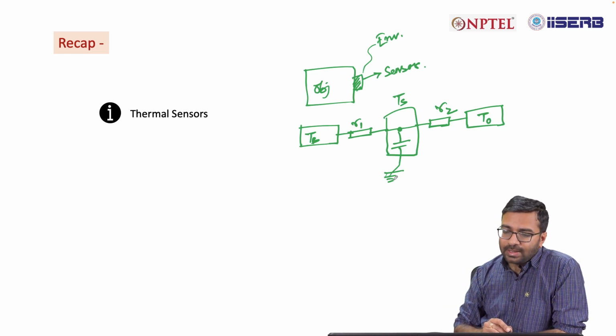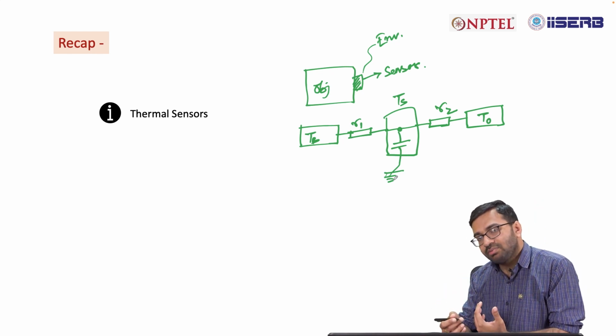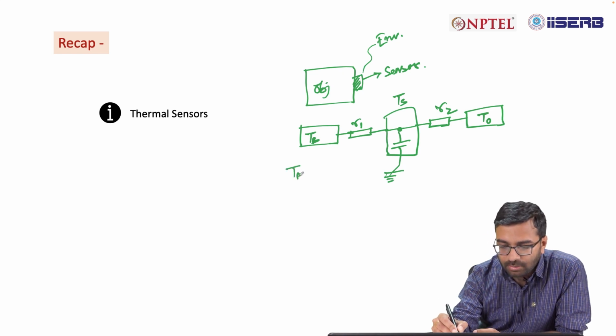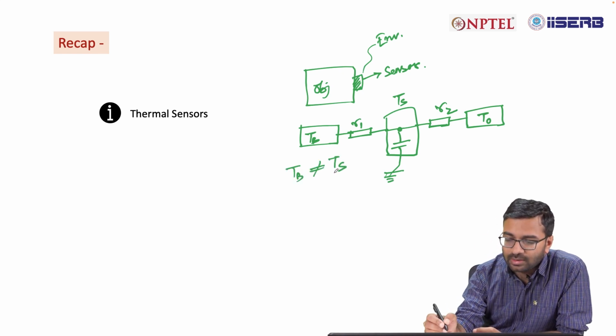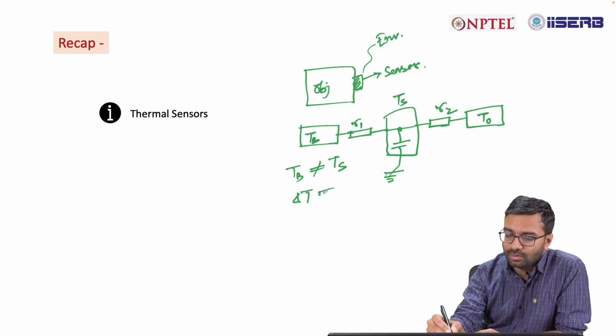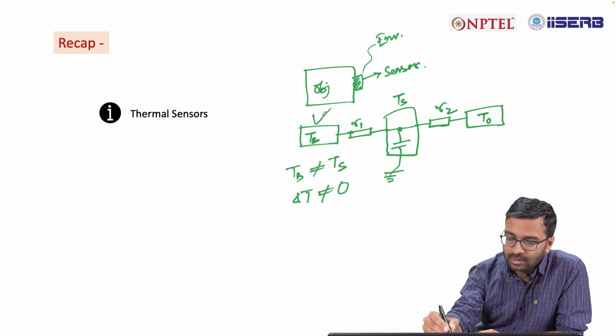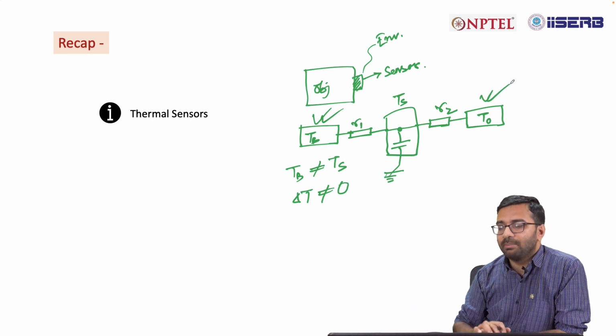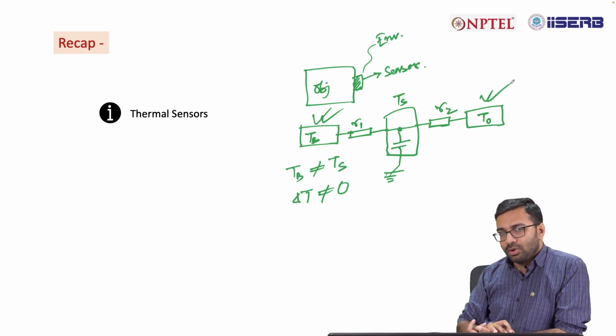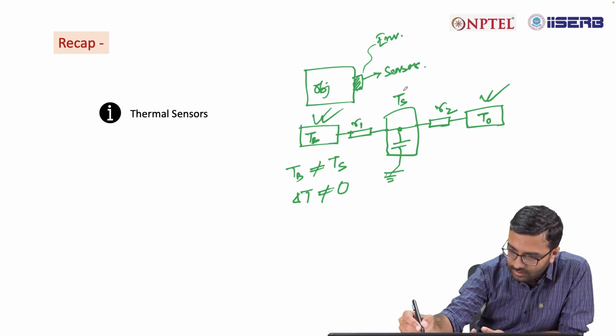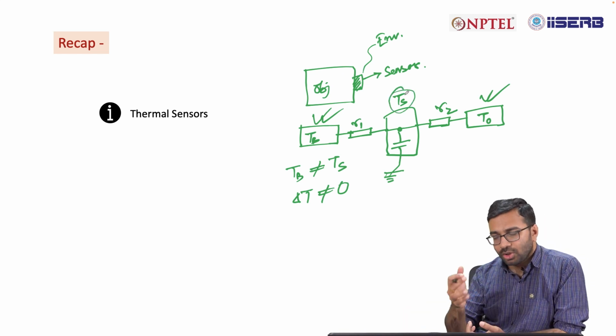We also have seen that in certain conditions the sensor temperature will never reach the object temperature. So your TB will always be different from TS if the del T is not equal to 0. Del T is nothing but the difference between the object temperature and environment temperature. So if this difference is not equal to 0, then the sensor temperature will never reach the object temperature.